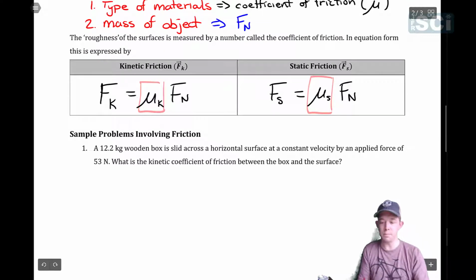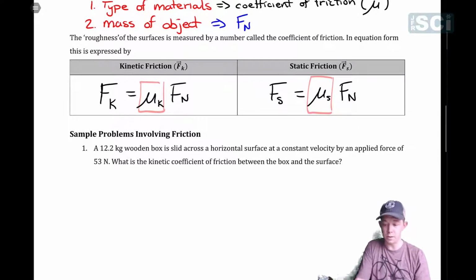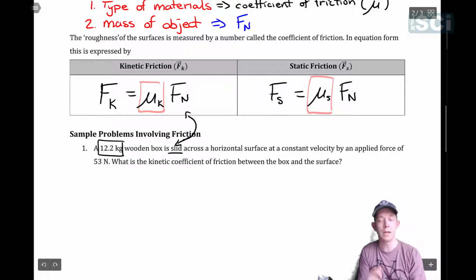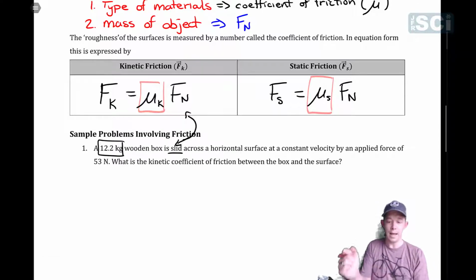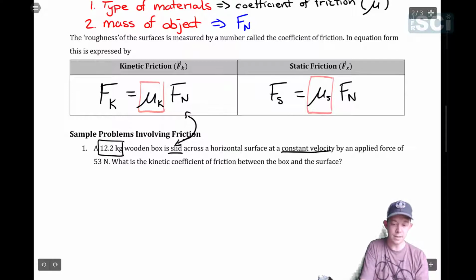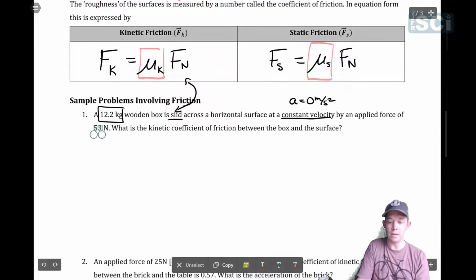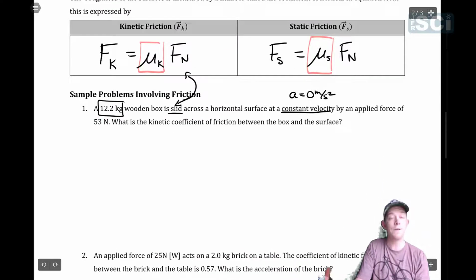Our first sample problem says that we have a wooden box that has a mass of 12.2 kilograms, and it's sliding across a horizontal surface. So the minute it's sliding, we know that we're dealing with kinetic friction. It's at a constant velocity, which means my acceleration is 0 meters per second squared, and that's being applied by an applied force of 53 newtons.